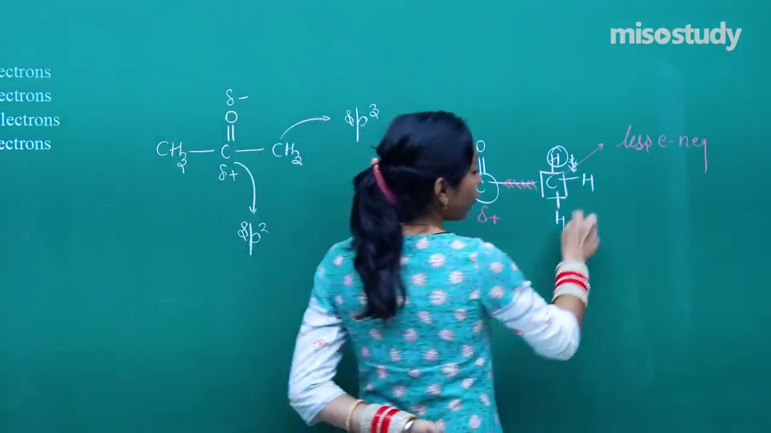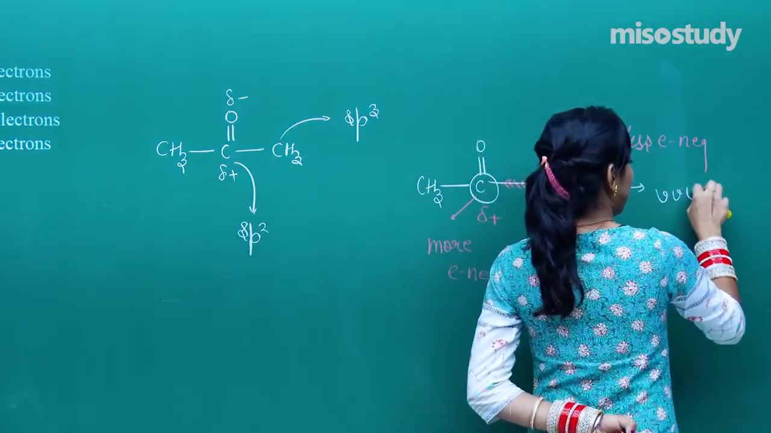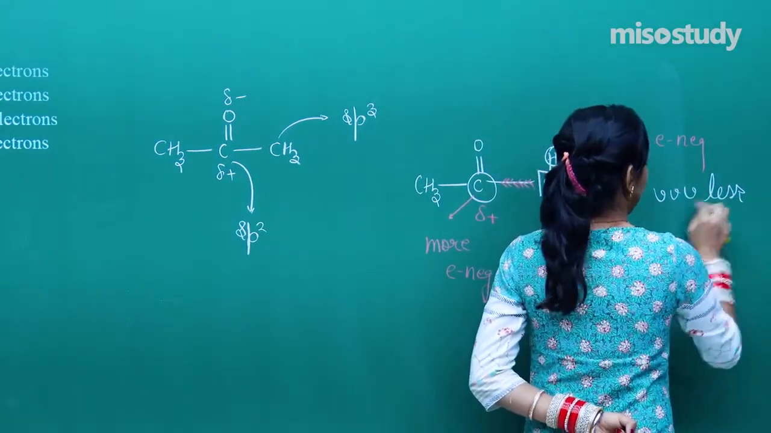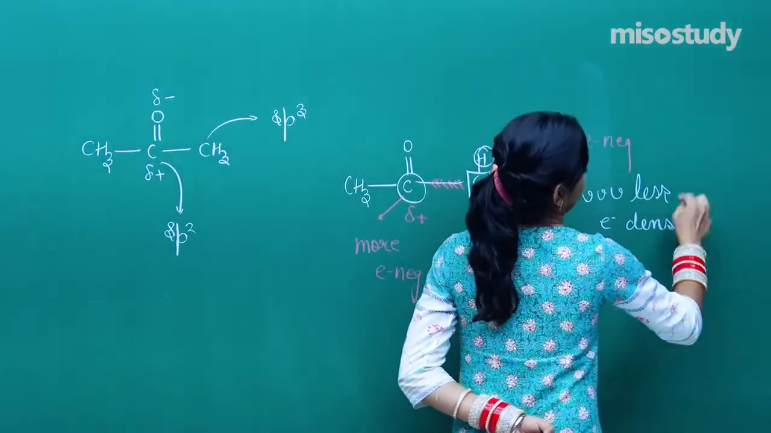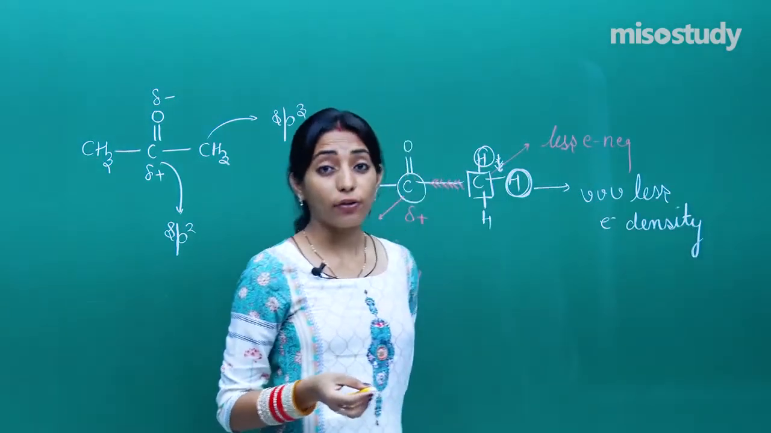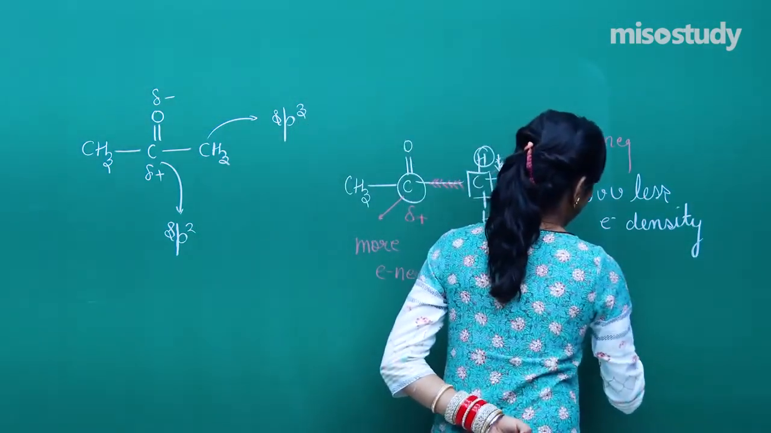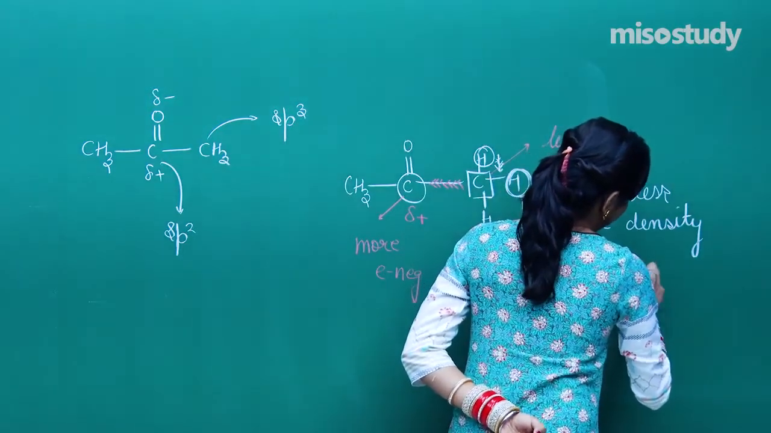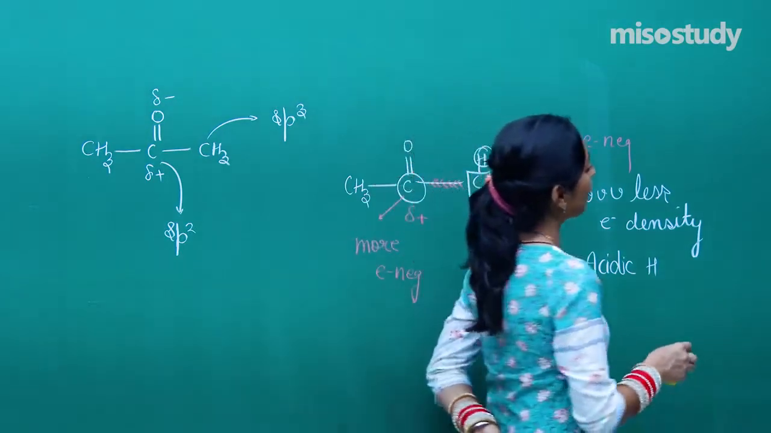That means now this hydrogen which is left will be left with very less electron density. Okay. So when hydrogen is left with very less electron density, I can say this will become acidic hydrogen.